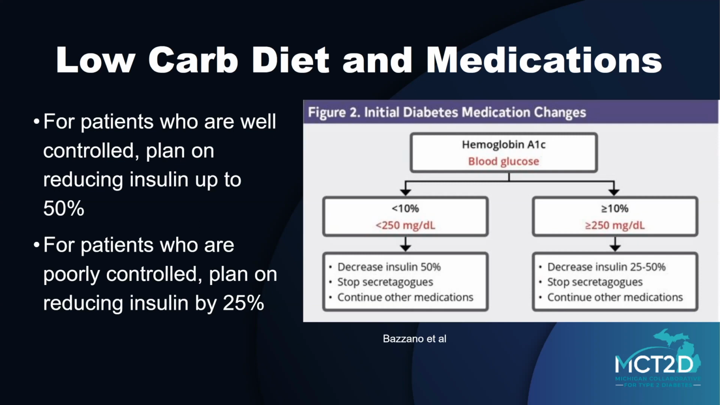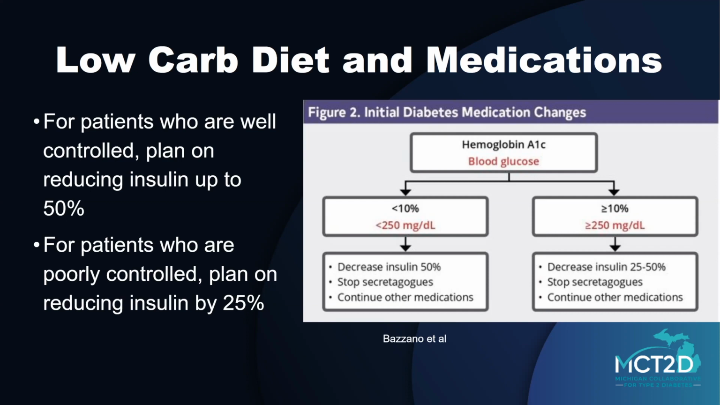So one strategy that people use is if their hemoglobin A1C is less than 10%, or if their glucose is less than 250, that's considered well controlled. It's not really well controlled, but it's not horrible. Then that's when you start by decreasing insulin by 50%.